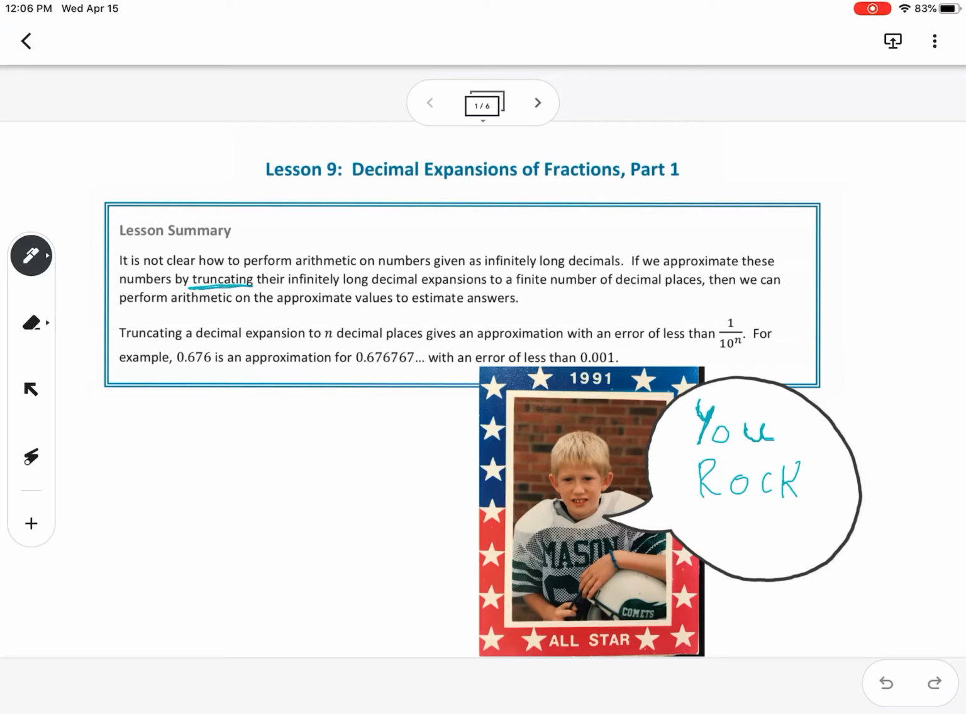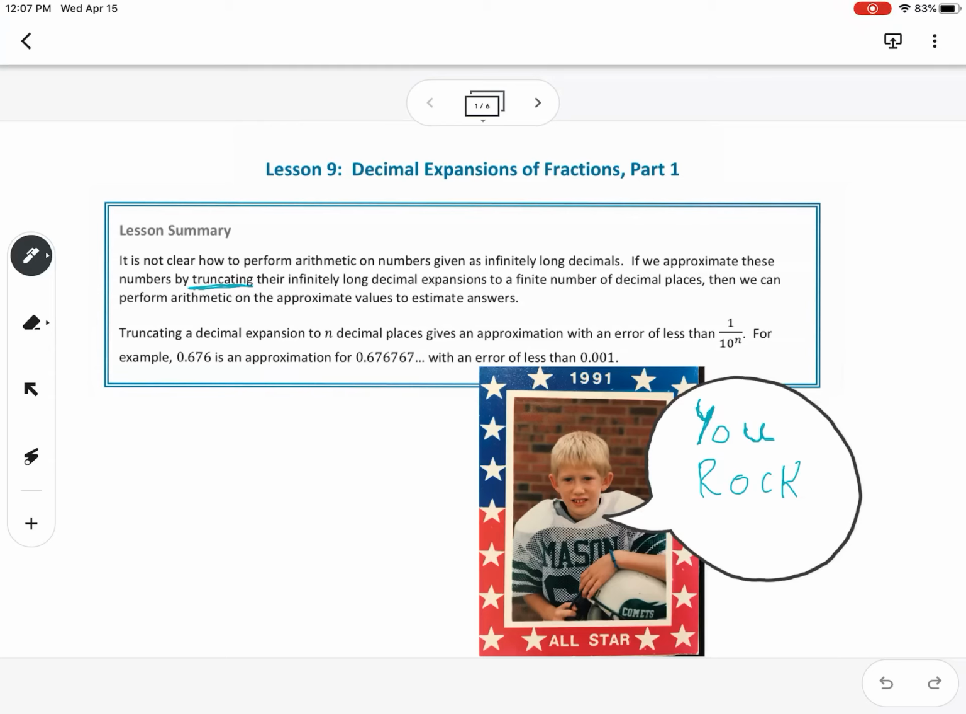Typically you get a lesson summary at the end of the lesson. I'm bringing this at the front because I think it's important. It is not clear how to perform arithmetic on numbers given with infinitely long decimals, meaning numbers that go on forever. You can't solve anything with numbers that go on forever. So you either have to round them like we did last time, or we approximate these numbers by what's called truncating.